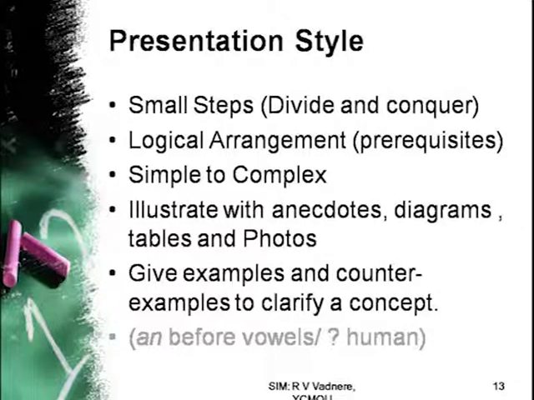For example, human. If you say this is a human nature, it is incorrect. You have to say an human thing, something like that. So, here what is important is the sound and not the mere letter. So, you have given an example and a counter example, and then you summarize a greater concept: that the sound is more important than the characters or letters.